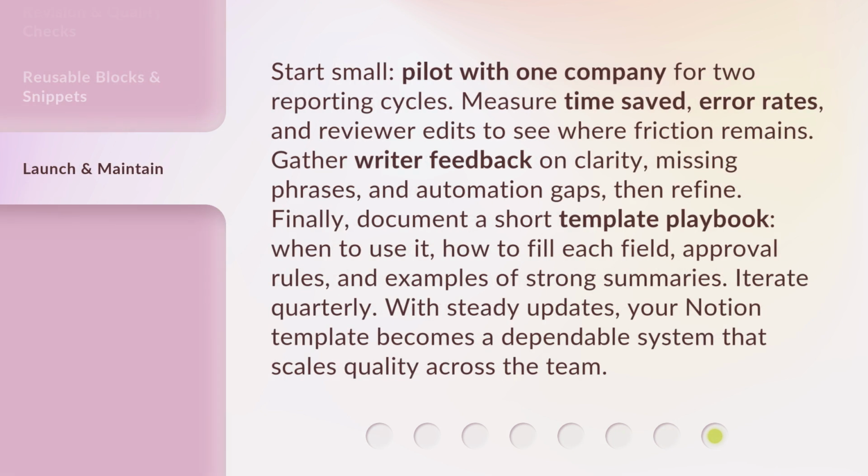Start small. Pilot with one company for 2 reporting cycles. Measure time saved, error rates, and reviewer edits to see where friction remains. Gather writer feedback on clarity, missing phrases, and automation gaps.